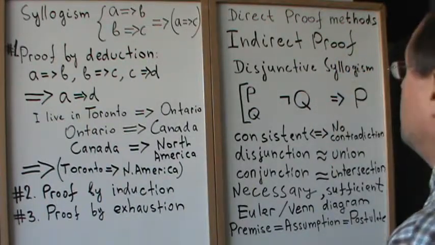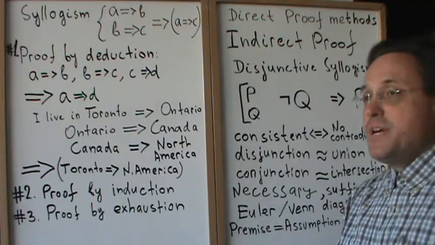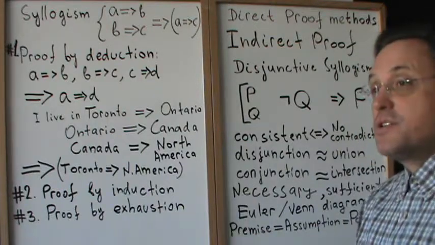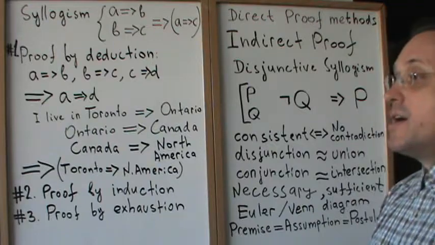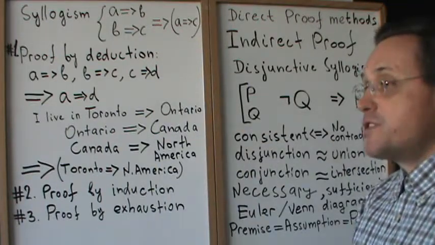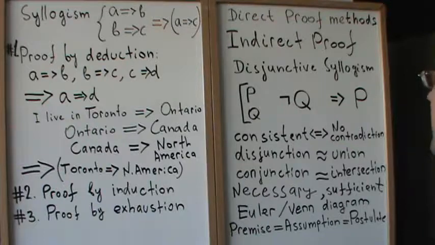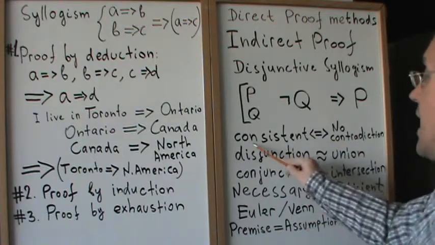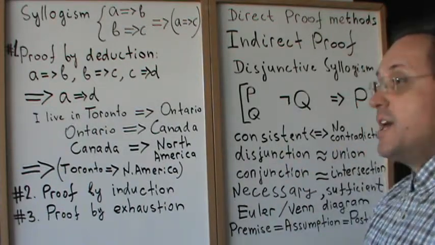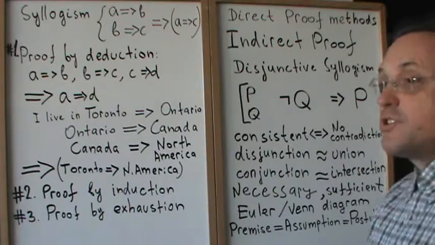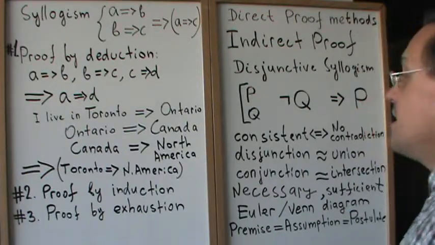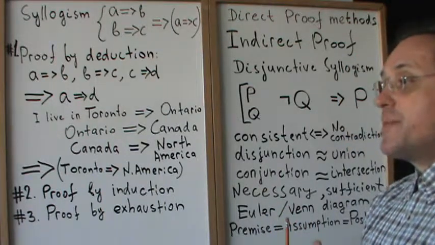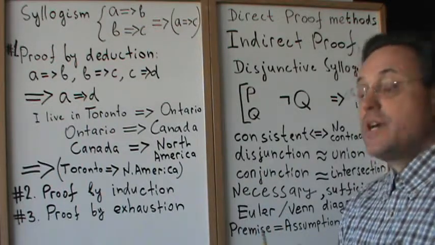Indirect proof. In indirect proof, we basically assume that the opposite of our conclusion is true. Then we proceed with our deductions and we try to find a contradiction. So if no contradiction, then our deductions are consistent. If we find a contradiction, then we have inconsistency. Therefore, we come back and say that our original conclusion is actually true.